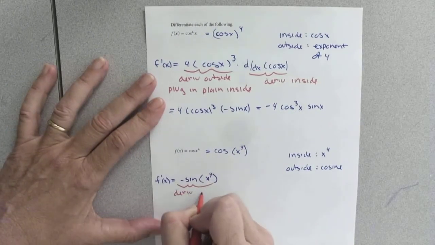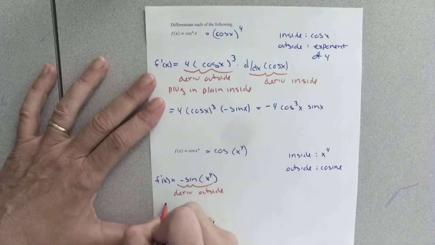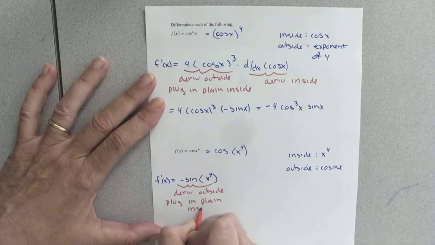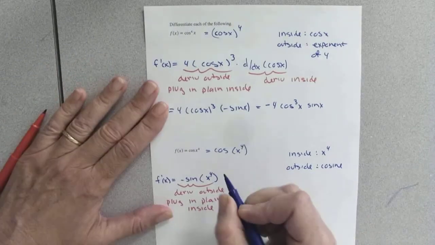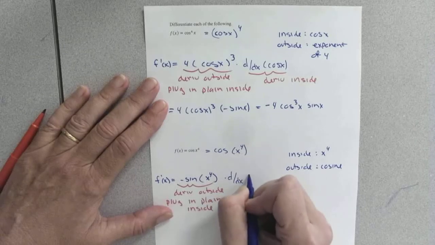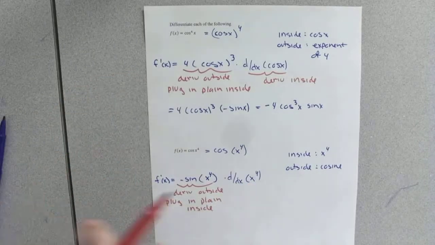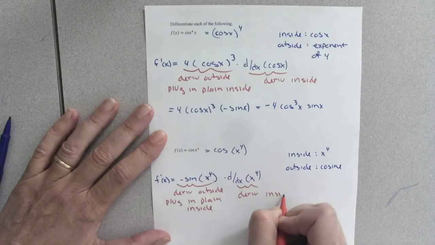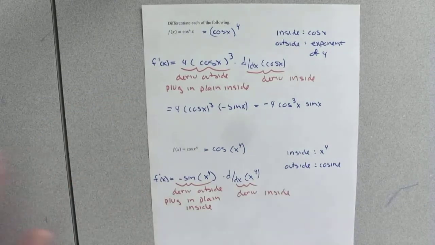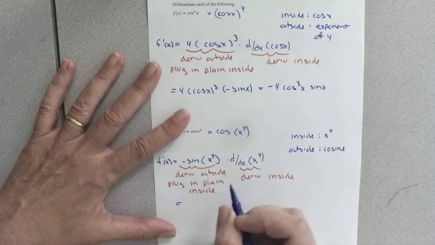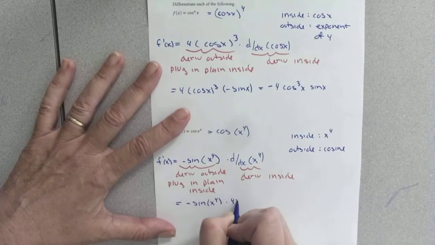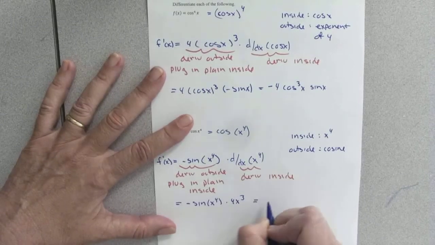So there's the derivative of the outside, plug in the plain inside, then the rest of the chain rule, times the derivative of the inside. Then finishing this up, that's going to be negative sine x to the fourth times 4x cubed.